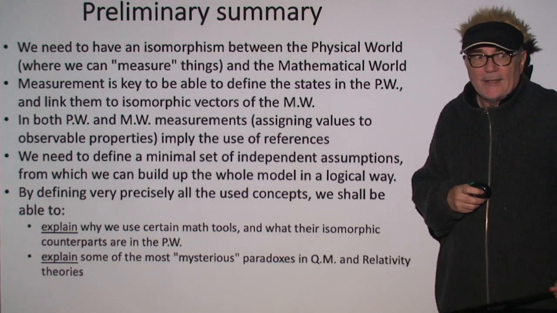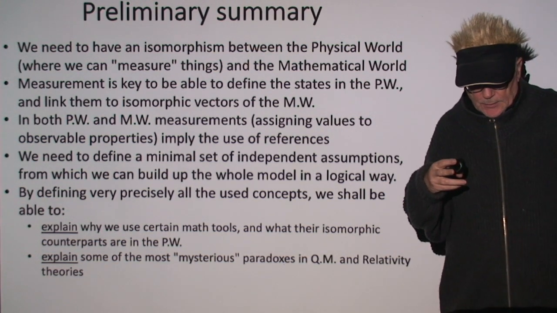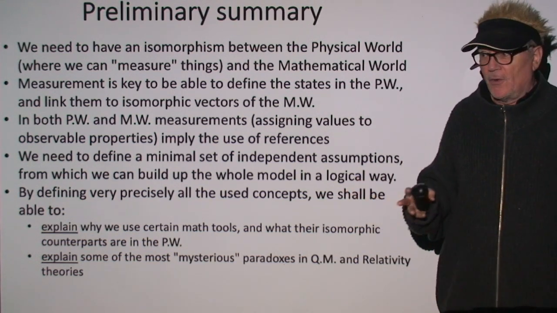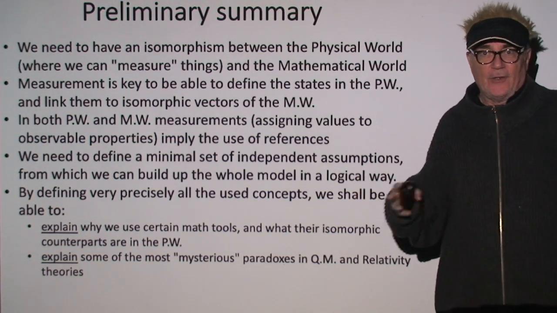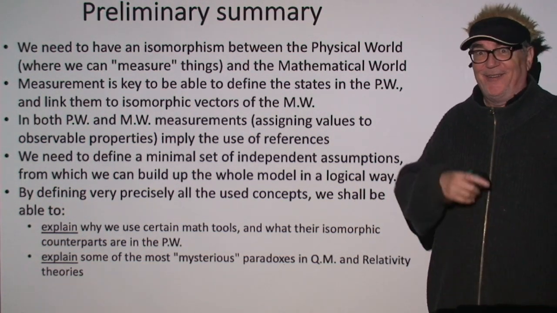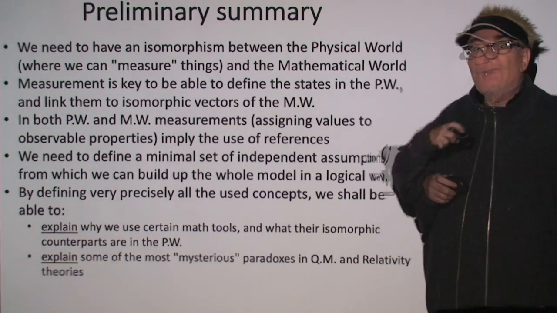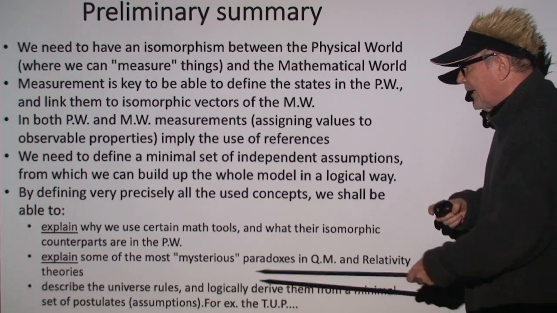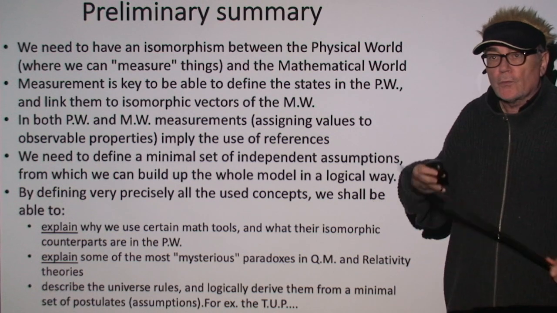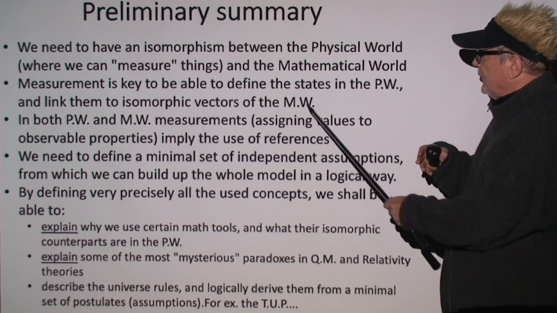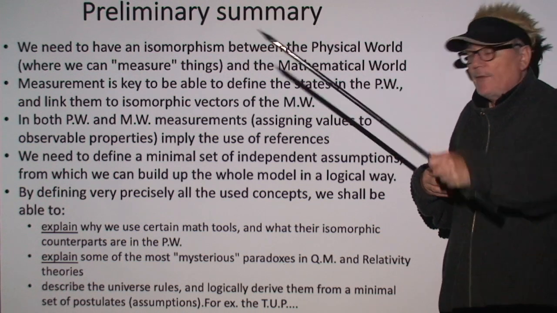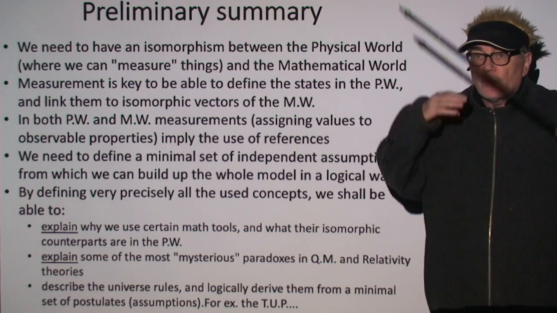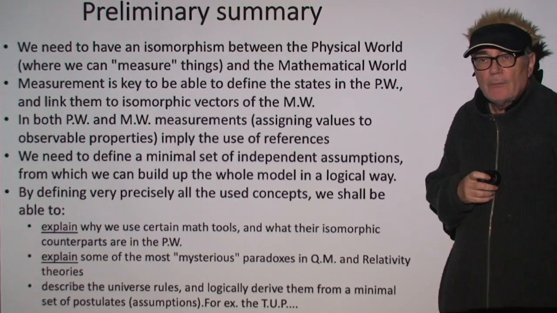And that's very exciting, things like the duality of light being particle and wave at the same time, or Schrodinger's cat being dead and alive at the same time, superposition of states, or the wave function collapse, that's crazy. Anyway, so we'll be able to do that. And finally, to describe the universe rules, how we can define in the mathematical world how things work in the physical world. And the nice thing is that we'll show how to derive them from a very minimal number of assumptions.